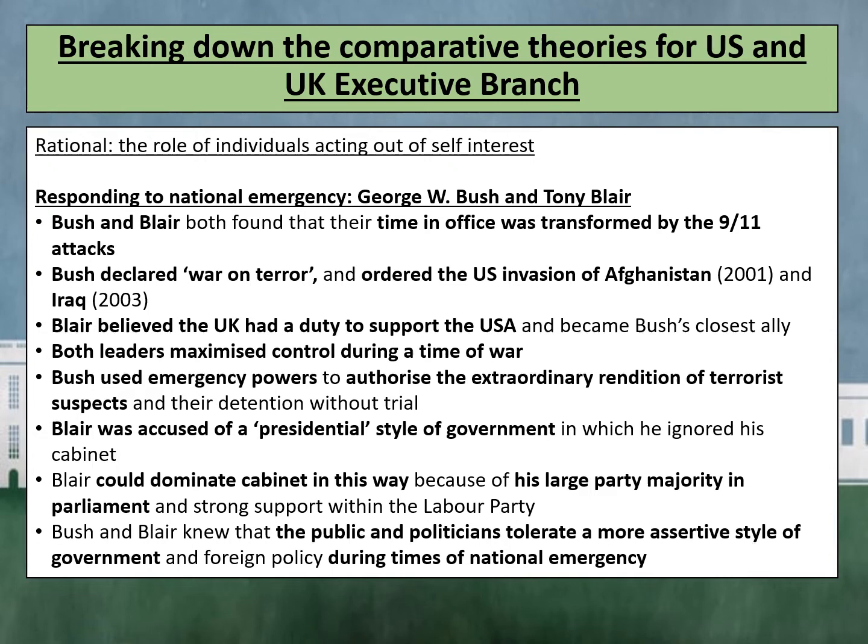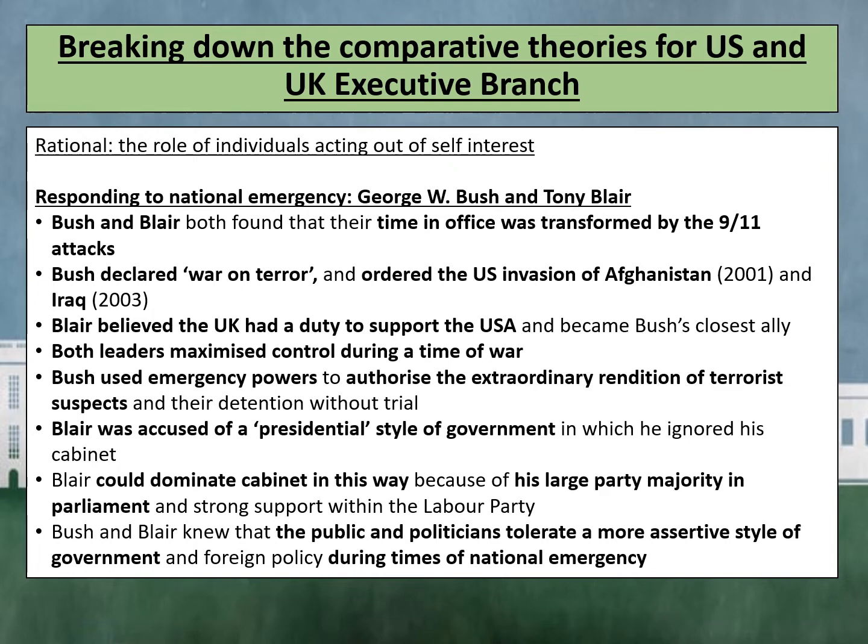Blair believed the UK had a duty to support the US and became Bush's closest ally. Both leaders therefore maximised control during a time of war. Bush used emergency powers to authorise the extraordinary rendition of terrorist suspects and their detention without trial. Blair was accused of a presidential style of government in which he ignored his cabinet.